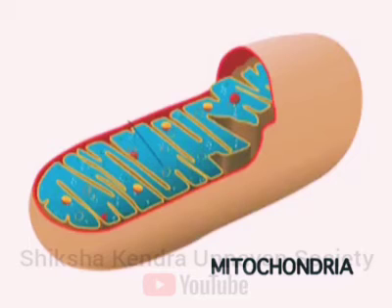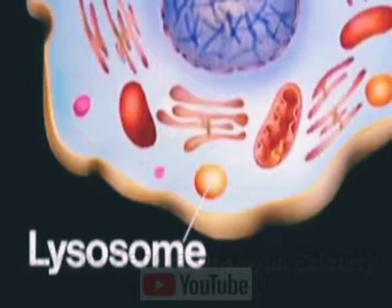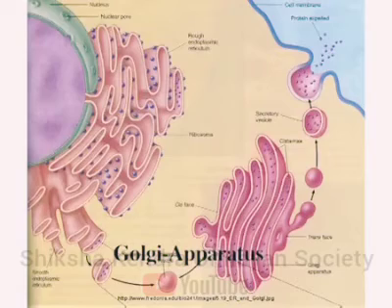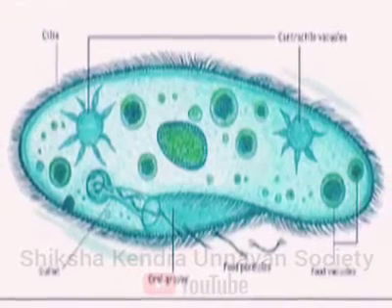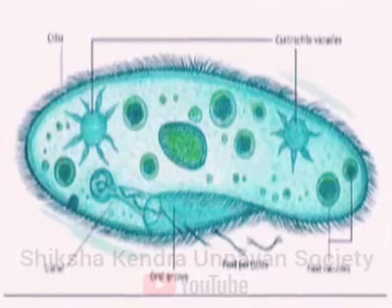Eukaryotic means they contain the cell organelles and a well-defined nucleus in the cytoplasm. That is, they have membrane-bound organelles, mitochondria, lysosomes, Golgi apparatus, etc. They have a protoplasmic grade of organization. And just like monerans, these are also microscopic. They cannot be seen with the naked eye.